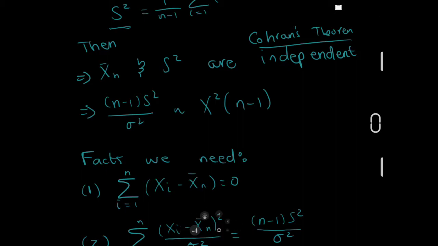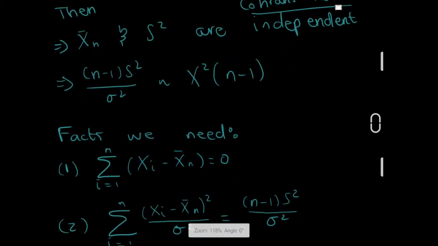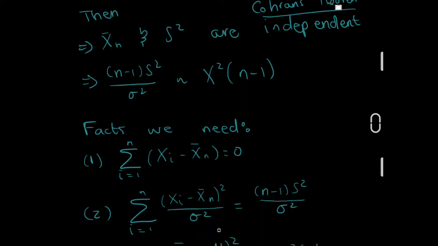The first fact that we need is this one over here. This fact just says that when we take all of our observations and subtract the mean from them, and take the sum of all of those deviations, they will be equal to 0.